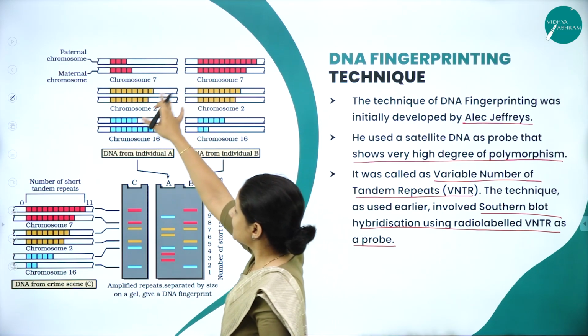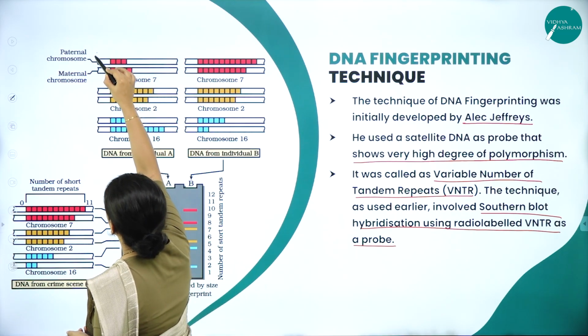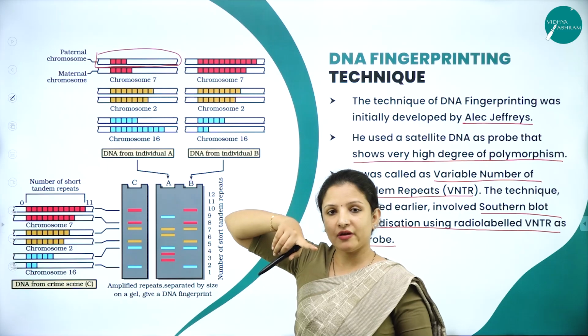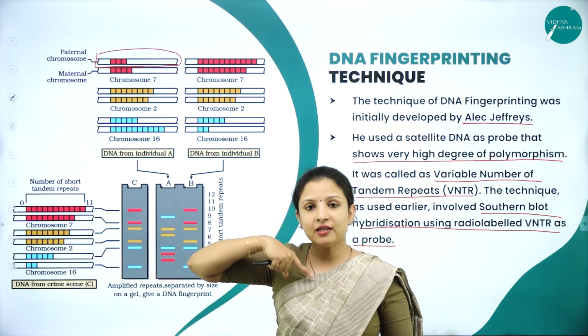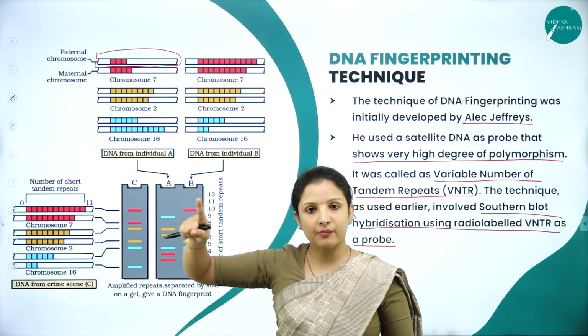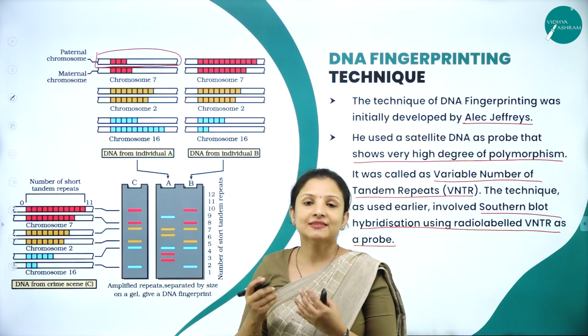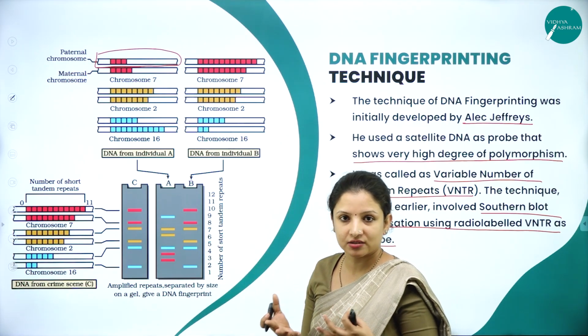So here, person A has the paternal chromosome and the maternal chromosome. That's true, right? I will have 1 chromosome from my mother and 1 chromosome from my father. That is true, because you have learnt in sex determination how sex determination is done, right?